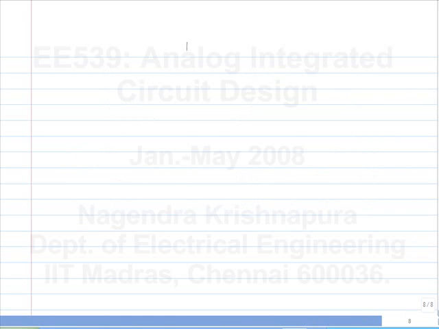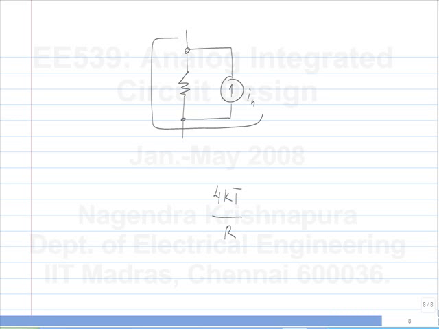I said that the noise can be modeled by a noiseless resistor in parallel with a random current source, and the spectral density of the random current source is 4 kT by R. Now, anytime I have resistance in parallel with the current source, I can also equivalently represent it by a resistance in series with a voltage source. This is just circuit theorem, Thevenin and Norton equivalents. So if this is IN and this is R, what is the value of the voltage source here?